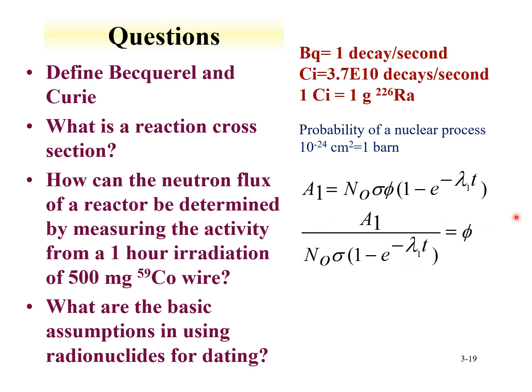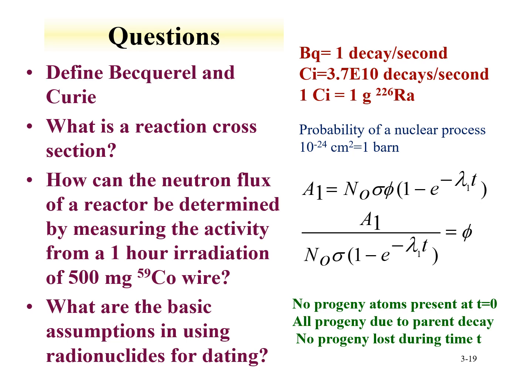What are the basic assumptions in using radionuclides for dating? These relate to the progeny. One is that no progeny atoms are present at time 0. All the progeny that are present in the sample at time t are due to the parent decay, and no progeny is lost during the time of the decay.